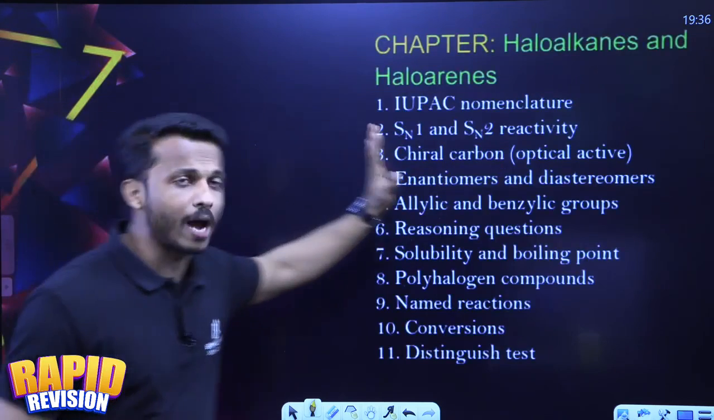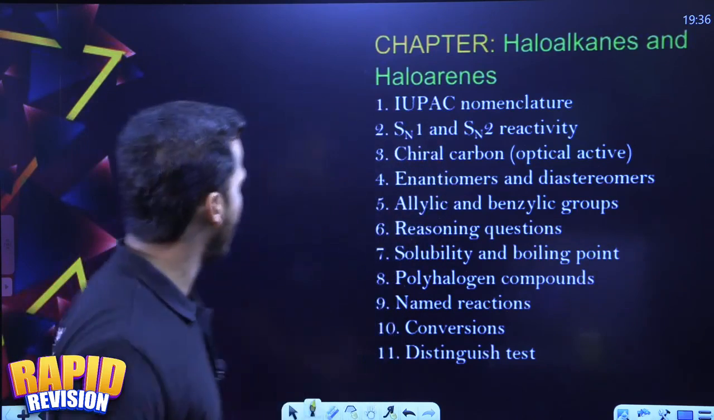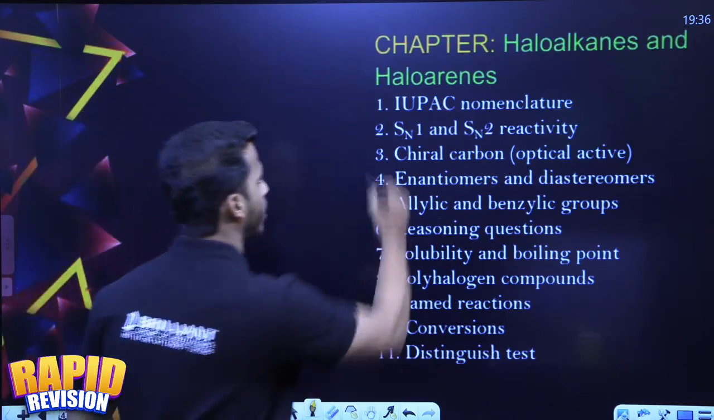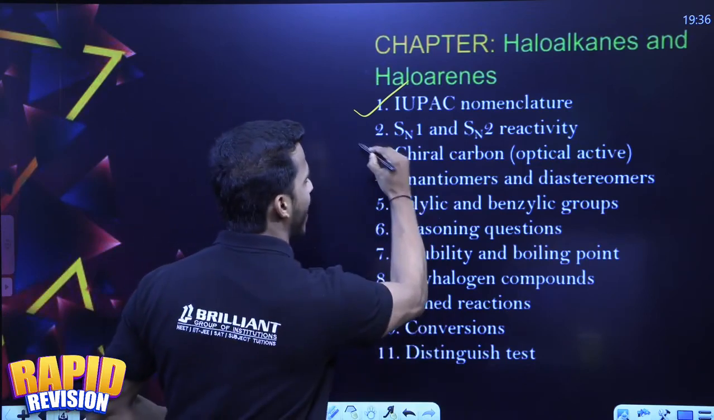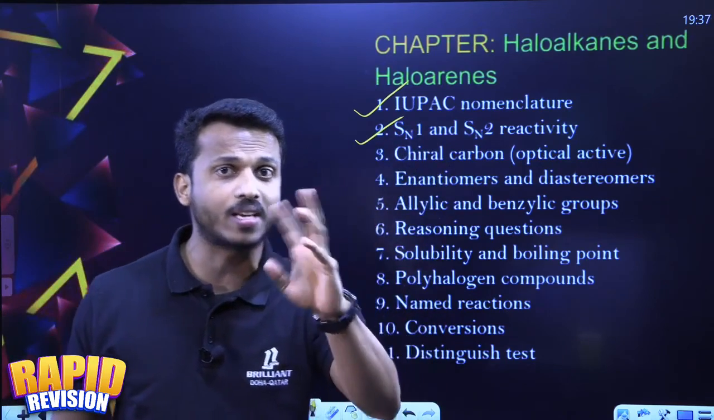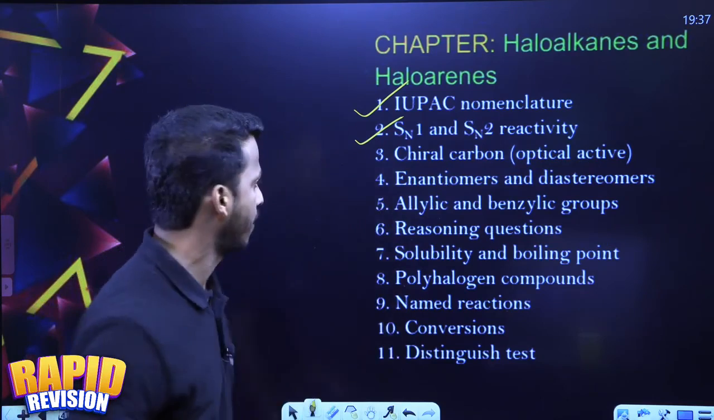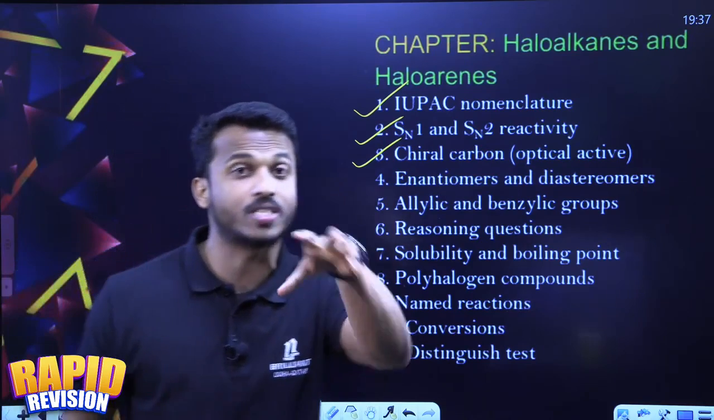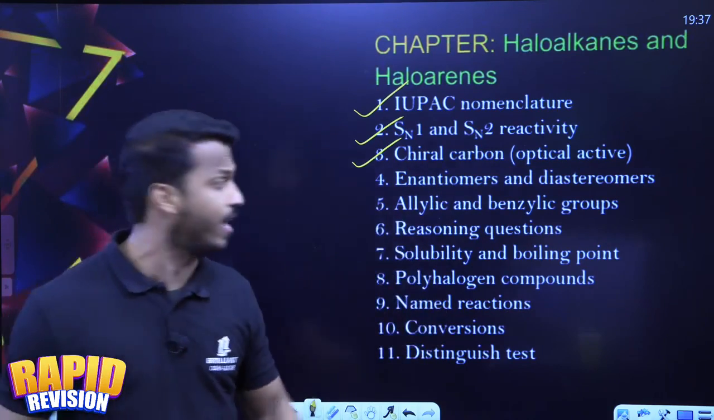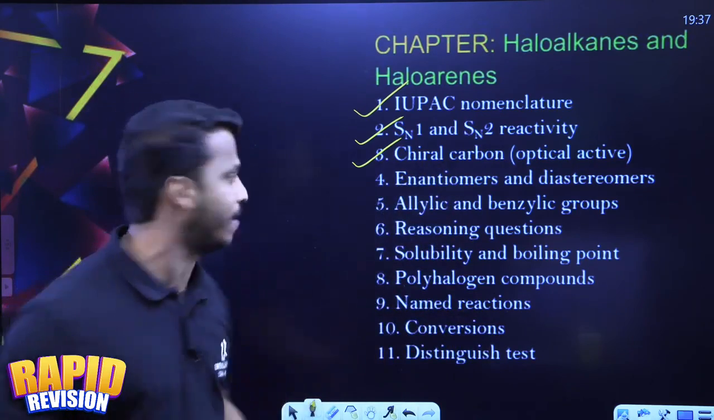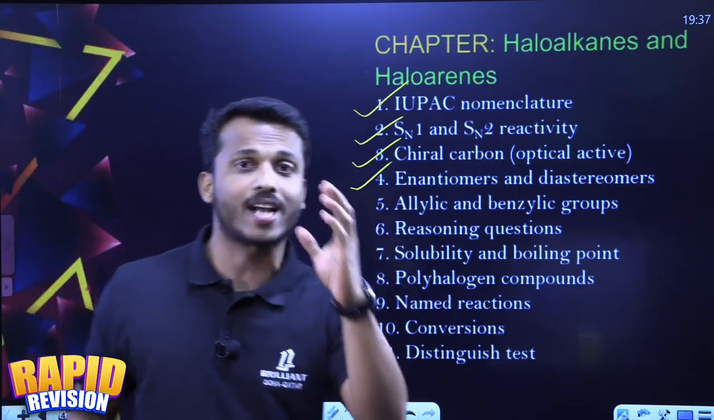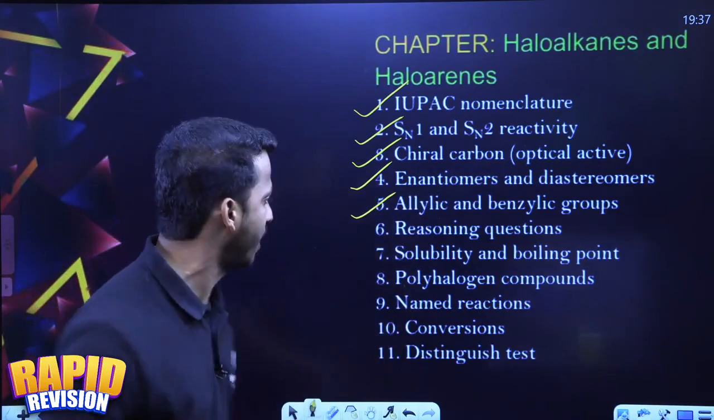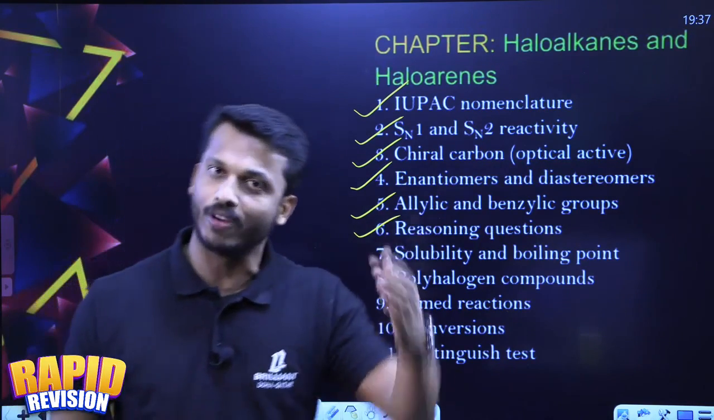Yes. So dear all, our chapter is haloalkanes and haloarenes, in which you can expect these types of questions. First, IUPAC nomenclature. And definitely SN1 and SN2 mechanisms; mostly they will ask the reactivity order, tertiary, secondary, primary. And chiral carbon: they will give you two compounds and ask which is chiral or asymmetric carbon, and which is optically active. And what are enantiomers and diastereomers; we can expect the definitions. What are allylic position and benzylic position? Then reasoning questions, many are there, and we can discuss the maximum.